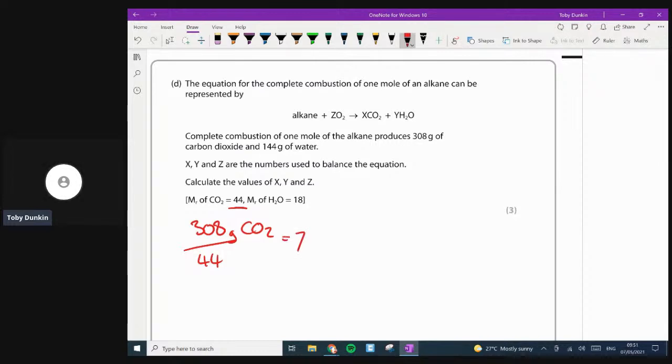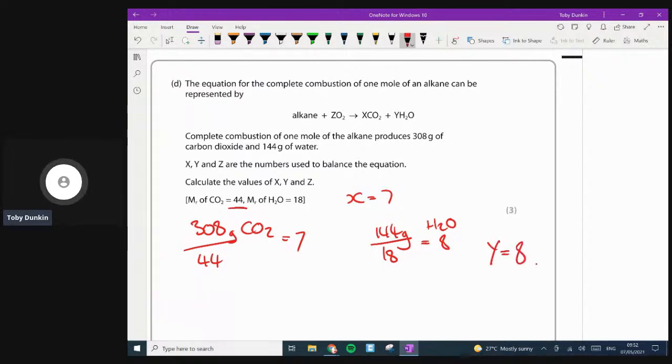So X is 7. X equals 7. Right, water. I've got 144 grams of water. Water weighs 18. H2O. What's that number equal? 144 divided by 18 gives me 8. Okay, so Y equals 8.